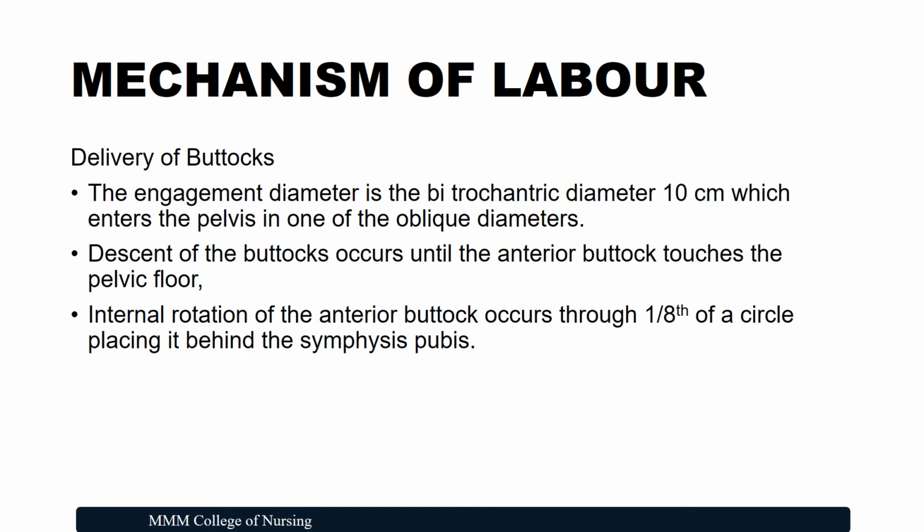Now we'll discuss the mechanism of labor. The first one is delivery of the buttocks. The engagement diameter is the bitrochanteric diameter, 10 cm, which enters the pelvis in one of the oblique diameters. Descent of the buttocks occurs until the anterior buttock touches the pelvic floor. Internal rotation of the anterior buttock occurs through 1/8 of a circle, placing it behind the symphysis pubis.